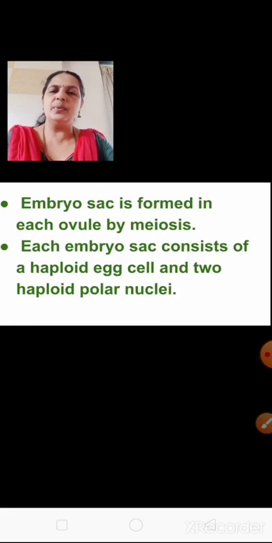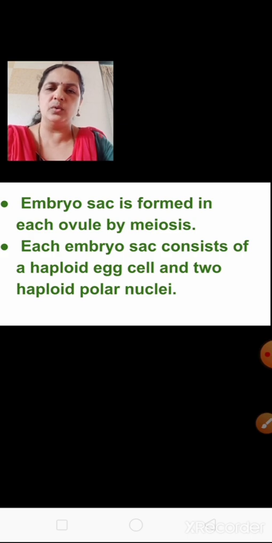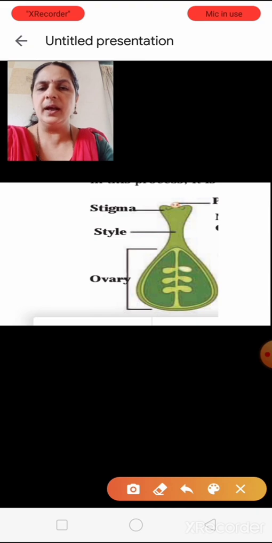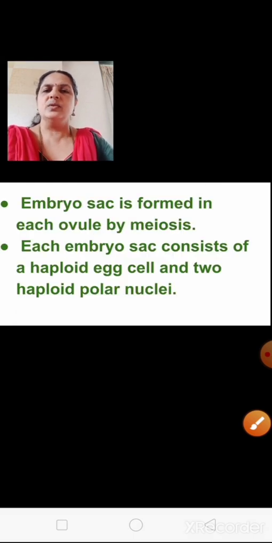Now let us see the next. The embryo sac is formed in each ovule by meiosis. I'll show you that also. You can see that this whole part is called the ovary, and each one inside is called an ovule. Now, the embryo sac is formed in each ovule by meiosis. What is formed in each ovule?